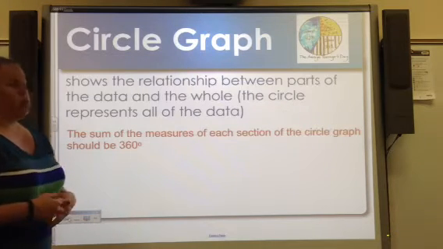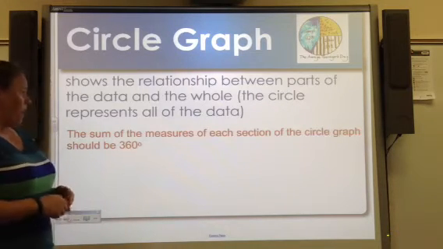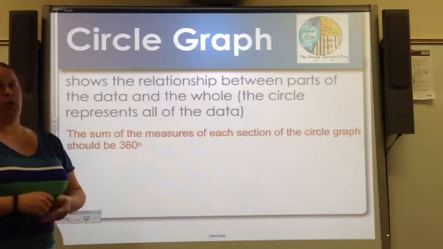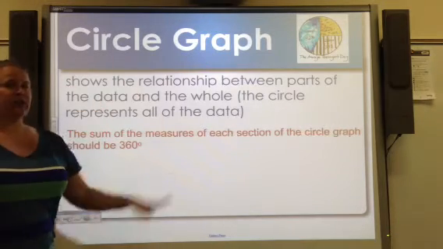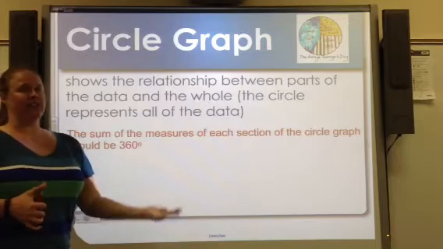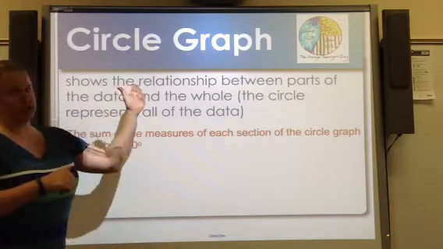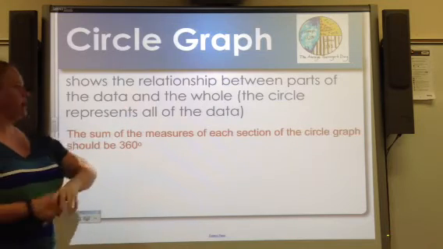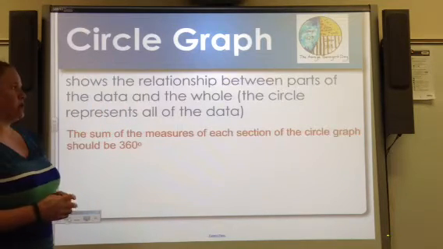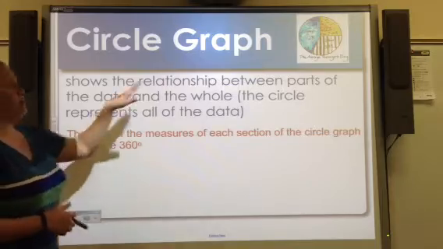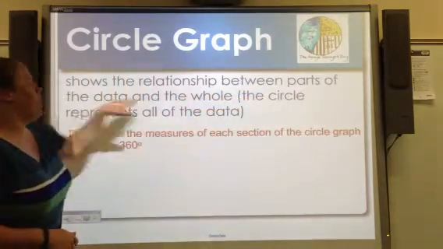So when we were dealing with water usage, if we used so many gallons of water per day, that's your entire circle. How many gallons of water you use flushing the toilet will be a portion of the circle, a percentage of the whole. So that's when you would use a circle graph, when you're trying to find the relationship of a part of an item to the whole of an item.